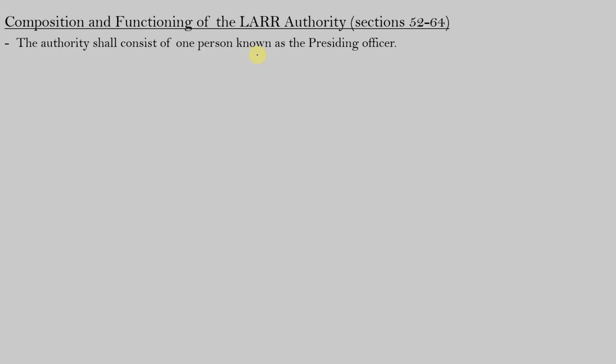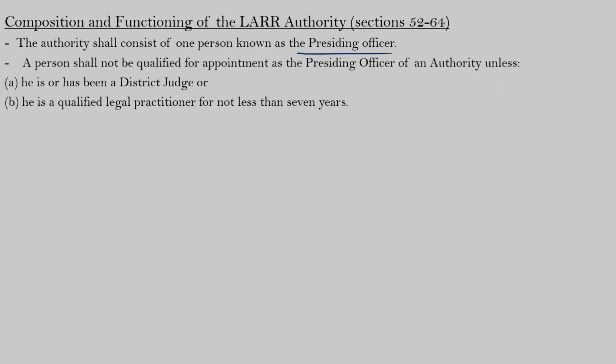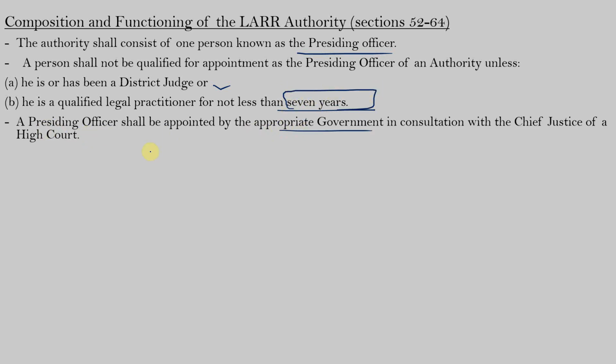So, the authority shall consist of one person known as the presiding officer. The presiding officer shall be either a district judge or a qualified legal practitioner for not less than 7 years. So, the qualifications to be appointed as a presiding officer are that the person shall be or has been a district judge, or shall be a lawyer or legal practitioner for at least 7 years.